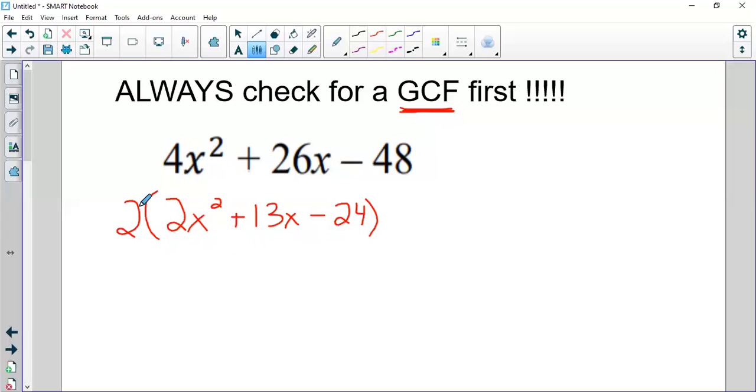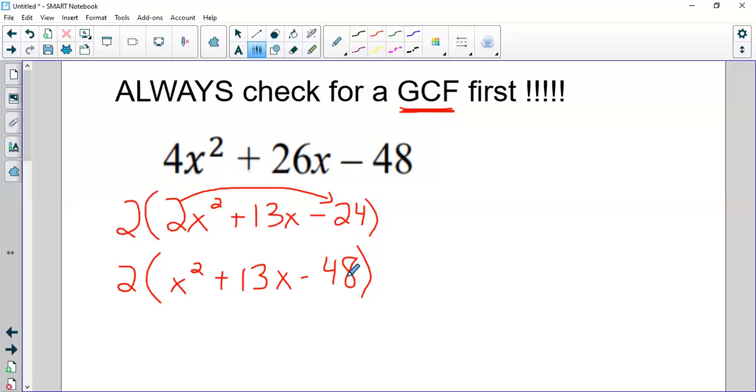But this GCF you pulled out first, this 2, is going to stay for the whole problem. That's going to be part of our final answer, so I'll keep that out there. And now I'll do slide, divide, slide. I'll take this 2 and slide it to the c. So now I'll rewrite this as x squared plus 13x minus 48.